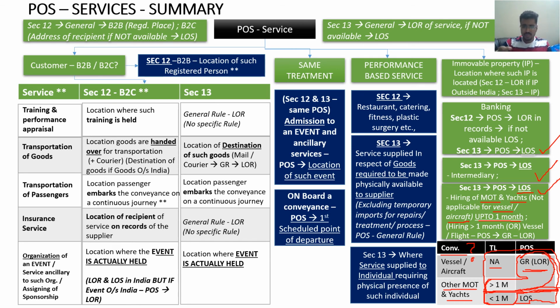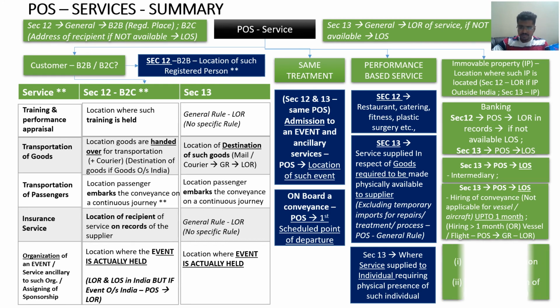So now my friends, we have covered same treatment, performance based service, and then we saw immovable property, and then three services, which is banking, intermediary, and hiring of means of transport, right? So then there are only two more services pending under place of supply, my friends, which is one under section 12 and one under section 13, right? So what is it?